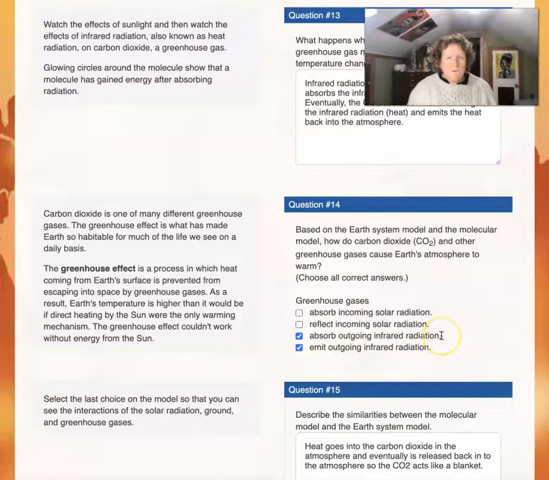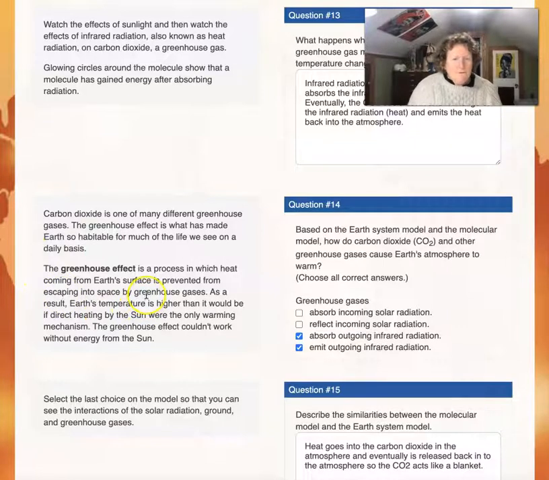Well, unfortunately, I already did this, and I've given you the right answers here. Carbon dioxide is one of the many different greenhouse gases. The greenhouse effect is what has made Earth so habitable for much of the life we see on a daily basis. The moon doesn't have much of an atmosphere, and so it's very cold. Earth has an atmosphere, so it's warmer.